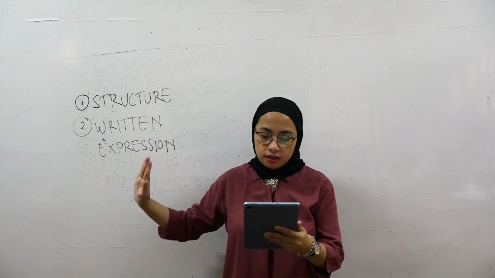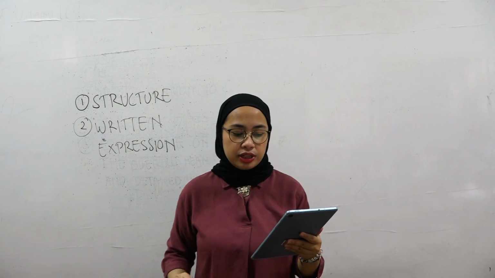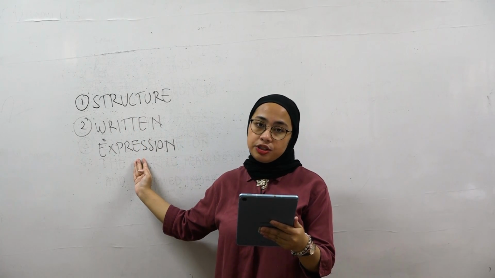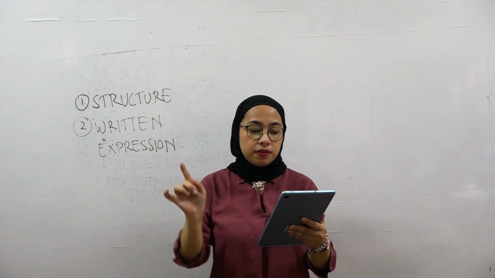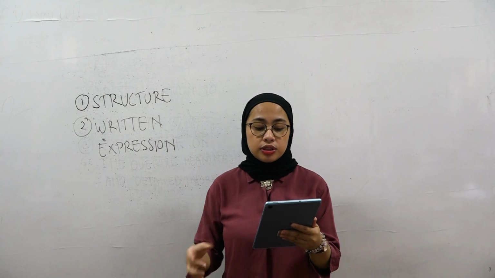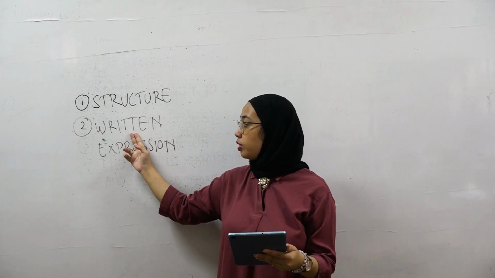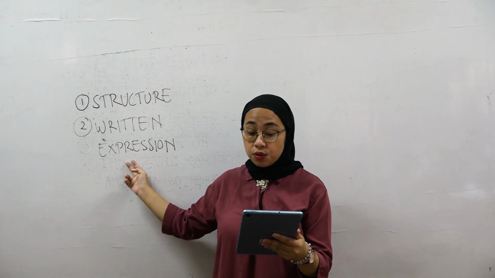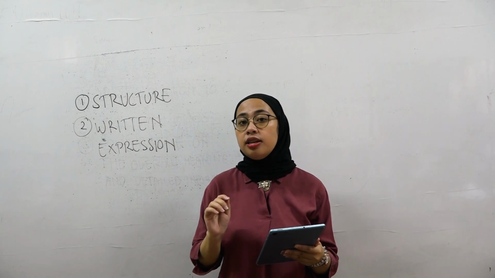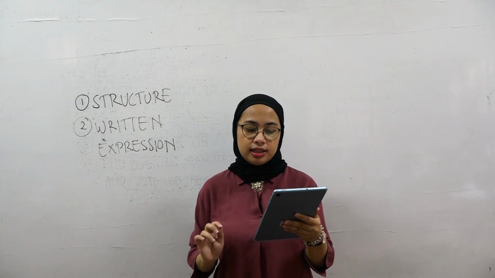So, the structure and written expression section contains 40 questions, which include structure and written expression. Structure consists of 15 questions out of 40. Here in the structure questions, you choose the correct sentence completions. However, in written expression, you must complete 25 questions out of 40, which means you, the test taker, must choose the incorrect sentence segments.